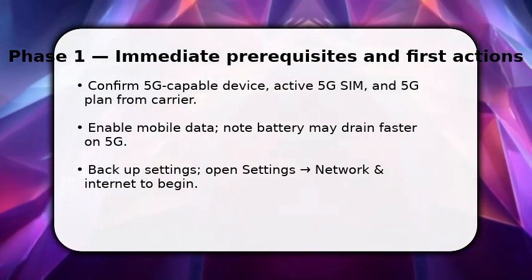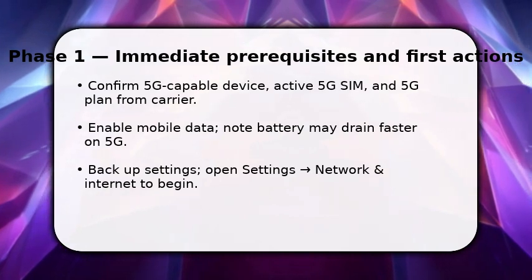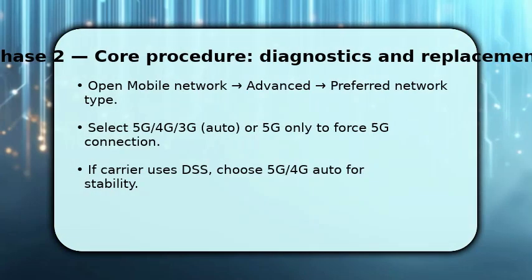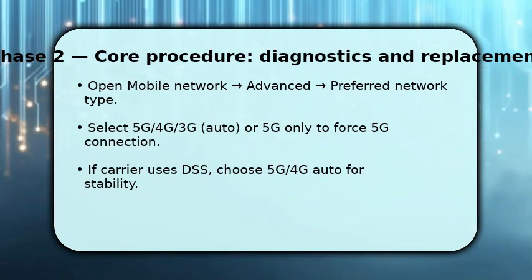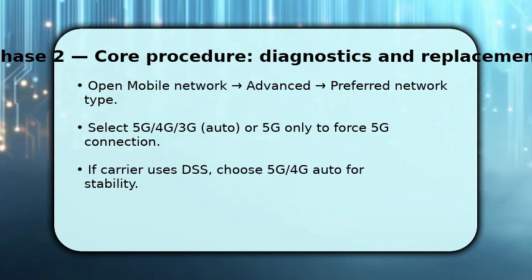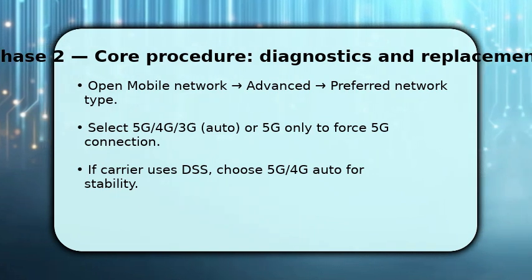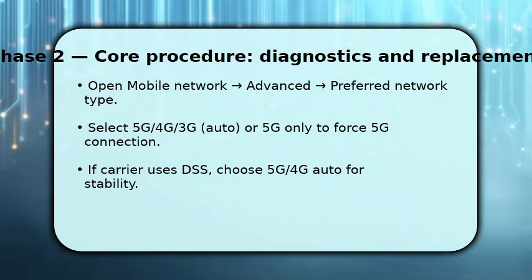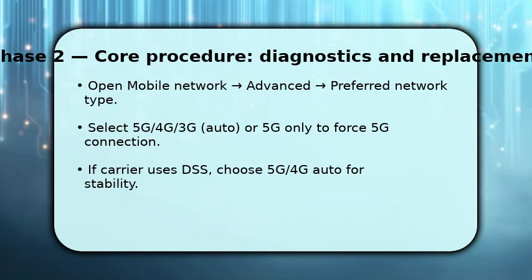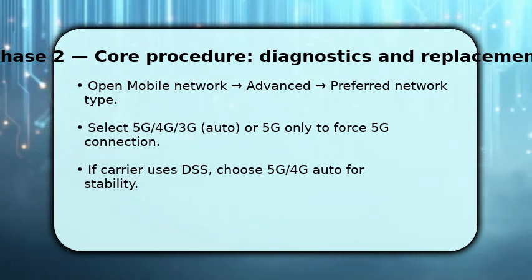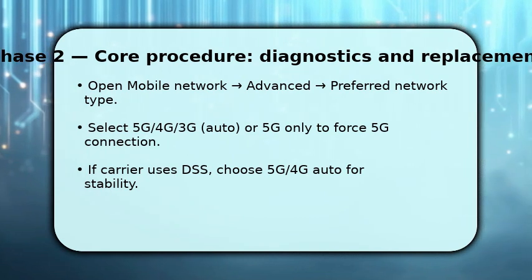Once in Network Settings, tap Mobile Network, then Advanced, and select Preferred Network Type. Choose either 5G/4G/3G Auto for seamless handover or 5G only if you want to force the phone onto 5G. If your carrier uses DSS, Dynamic Spectrum Sharing, select the Auto 5G/4G option to keep calls and data stable.